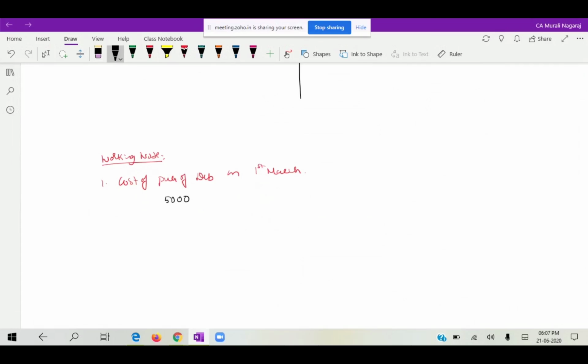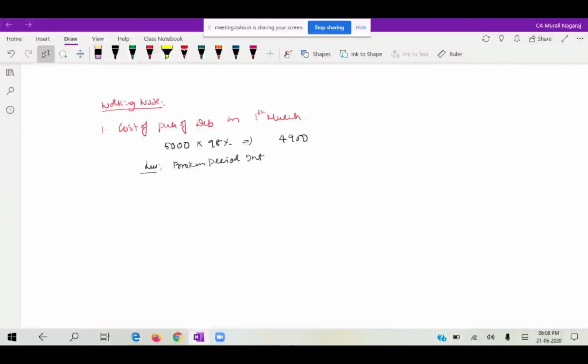In that there is no second thought. 5,000 anyway I am going to cancel, at 98 cum interest, correct? So 5,000 into 98%. Can you tell me what that is? Which amounts to 4,900, correct? Less broken period interest, which is 5,000 face value into 6%, purchased on 1st March. Therefore, January, February, 2 months, 2 by 12. This amounts to 50. So 50 is interest expense. Therefore, what is your cost of investment? Cost of purchase excluding interest, which is 4,850.